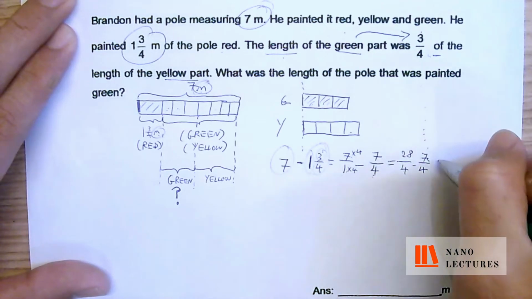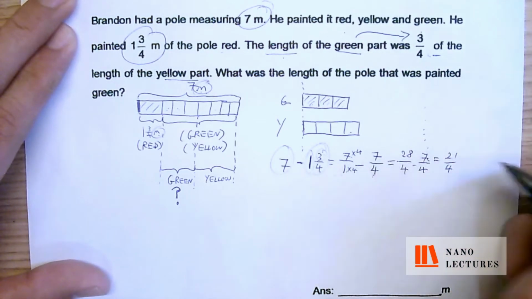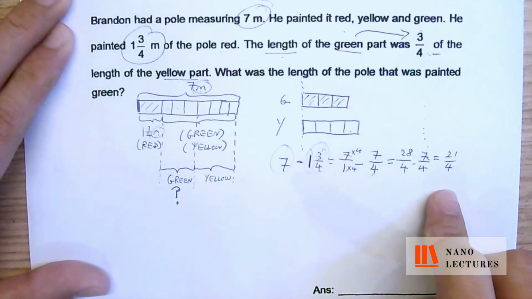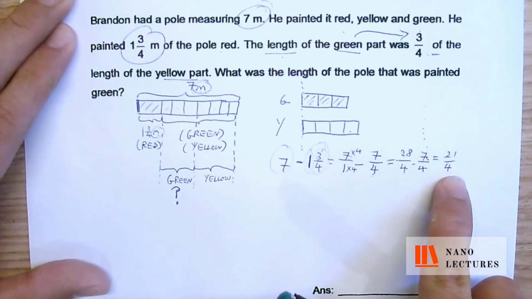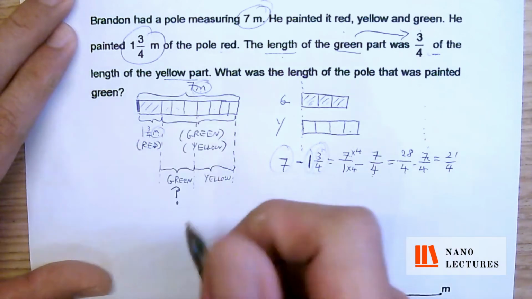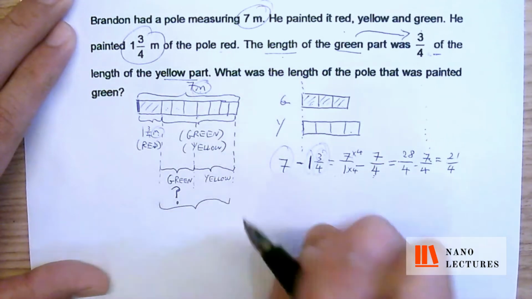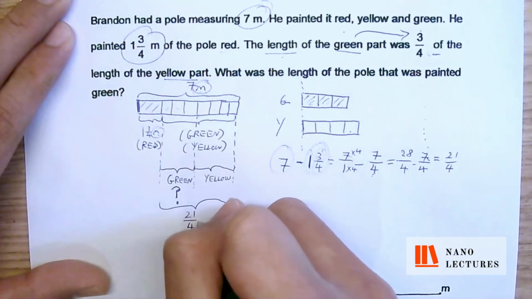And what will that give us? 21 over 4. Now, this one is in working form, right? Working form, you don't really need to change this to a whole number or proper fraction. It doesn't matter, because it's just part of the working. In fact, sometimes using an improper fraction will be easier for you. Now, which means this entire thing is what? This entire thing is 21 over 4 meters long.